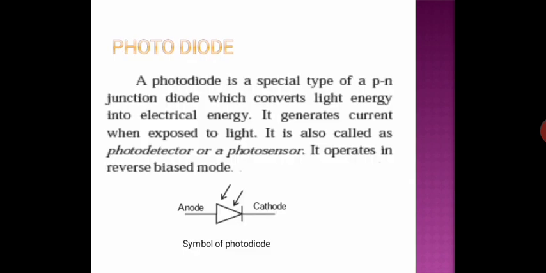Now, we study the photodiode. A photodiode is a special type of p-n junction diode which converts light energy into electrical energy. It generates current when exposed to light. It is also called a photodetector or photosensor. It operates in reverse bias mode. Its symbol is as shown in the figure. Now we study its working.